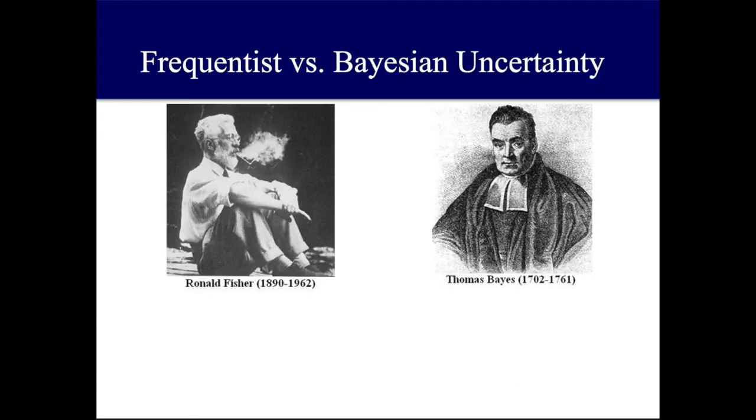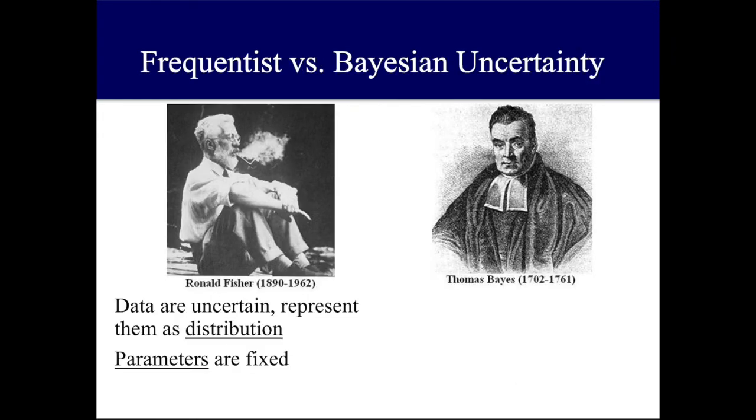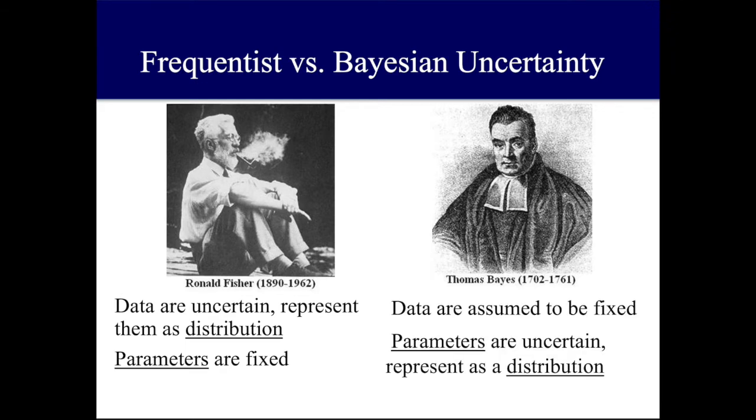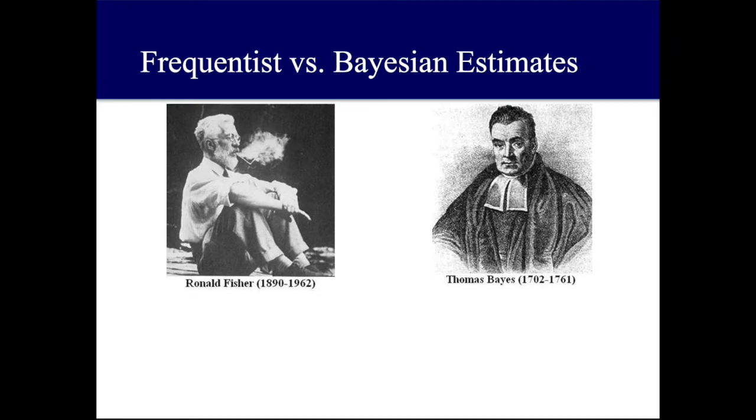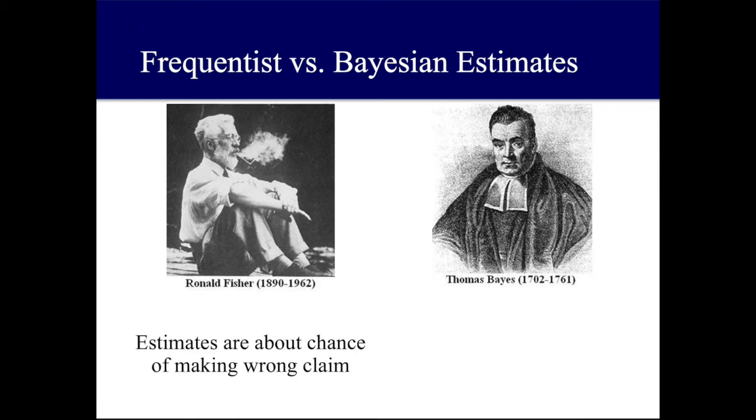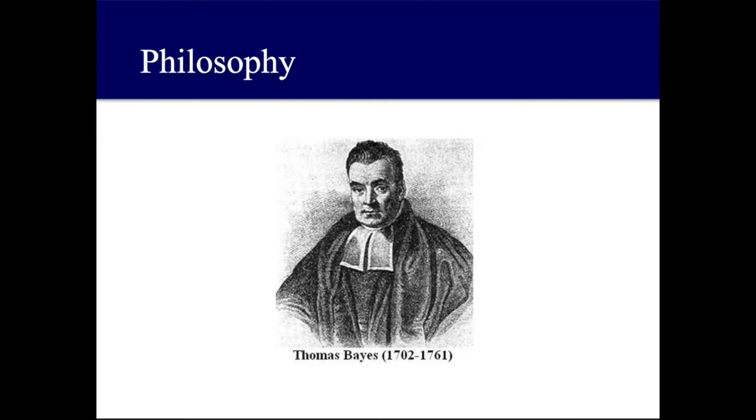Therefore, under the frequentist paradigm, the process for which data arise is considered uncertain, and therefore this is represented using a distribution. However, parameter estimates are assumed to be fixed. Under the Bayesian paradigm, data are assumed to be fixed, and parameters are considered uncertain. Therefore, the parameter estimates are represented using a distribution. These differences manifest most clearly in the way that frequentists versus Bayesians display their estimates of uncertainty. Frequentist estimates are about the chance of making a wrong claim. Think of the definition of a p-value or a confidence interval, where Bayesians simply provide the strength of evidence for their estimate directly. That is the difference in philosophy between a Bayesian and frequentist paradigm.